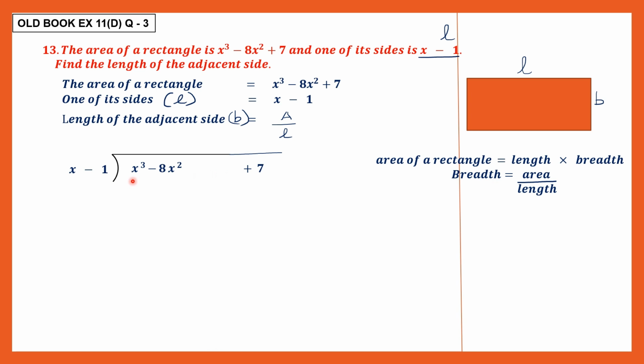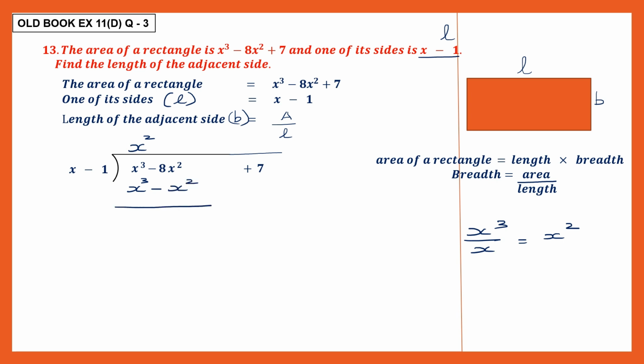Now let's begin. Divide the first term here by the first term here. So that is x cube divided by x. That is x to the power of 3 minus 1, x to the power of 2. So this is x to the power of 2. Now x square into x and then x square into minus 1. So x square into x is x to the power of 3. Then you multiply x square into minus 1. The sign is minus. X square into 1 is x square.